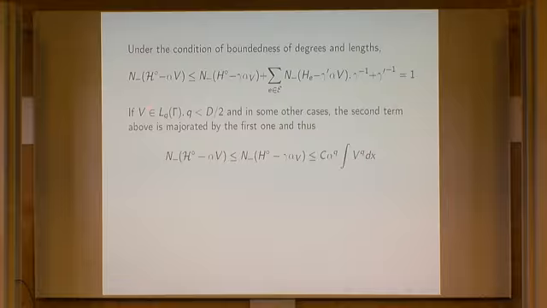But in many cases, for example, when V belongs to LQ on gamma, and in some other cases, the second term is absorbed by the first one. So it turns out that if the potential goes to zero at infinity sufficiently fast, so that it belongs to this LQ, with Q smaller than d over 2, and in many other cases, the main contribution to the eigenvalue behavior of the Schrödinger operator on the graph is determined by the corresponding structure on the combinatorial graph, and the spectrum of these operators on edges gives a smaller contribution.